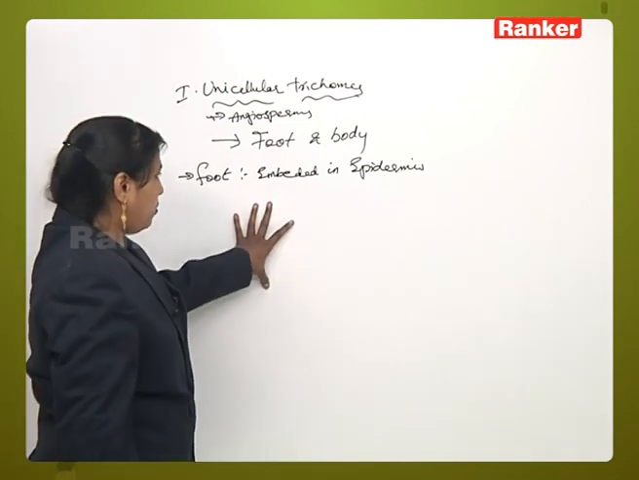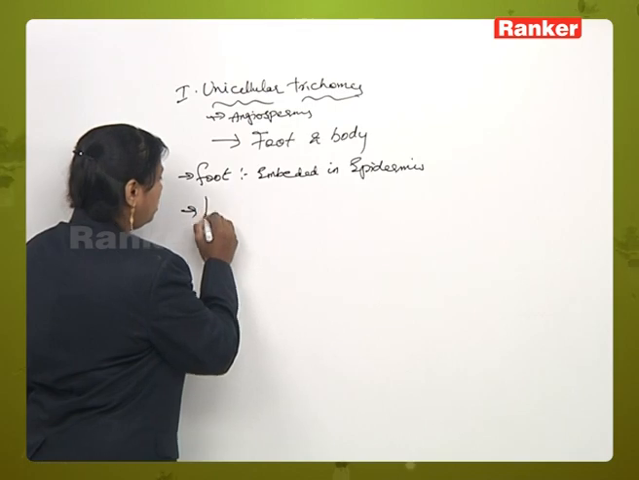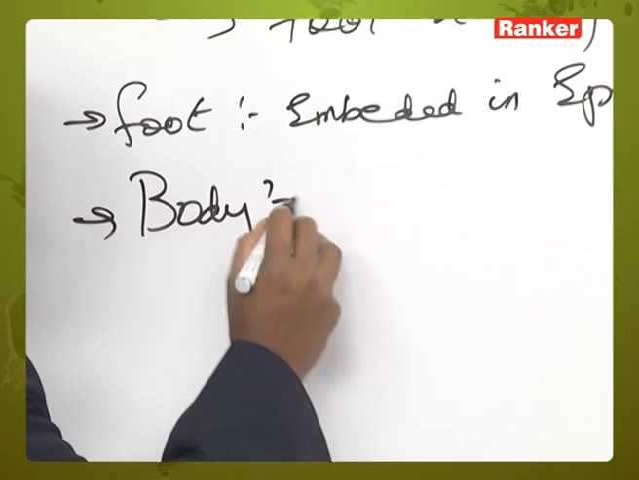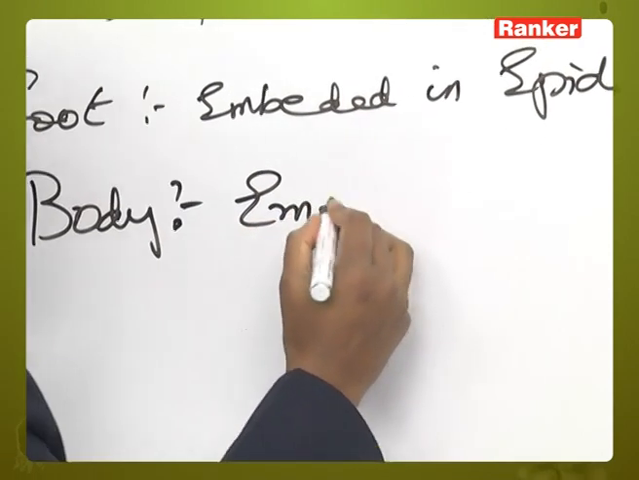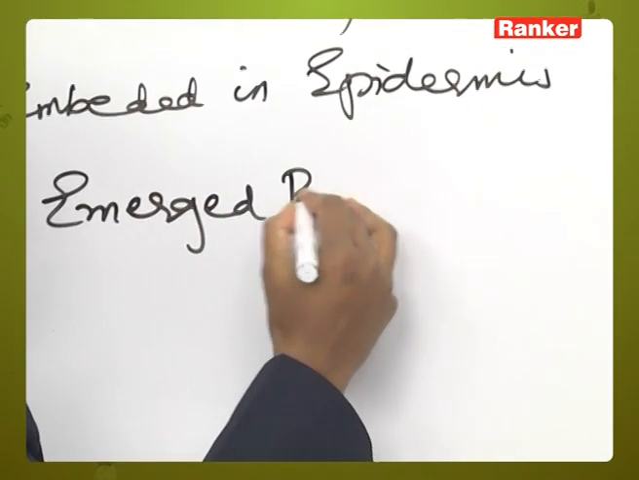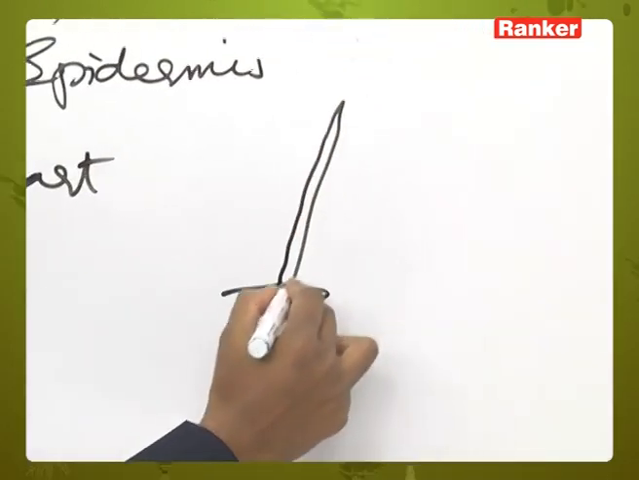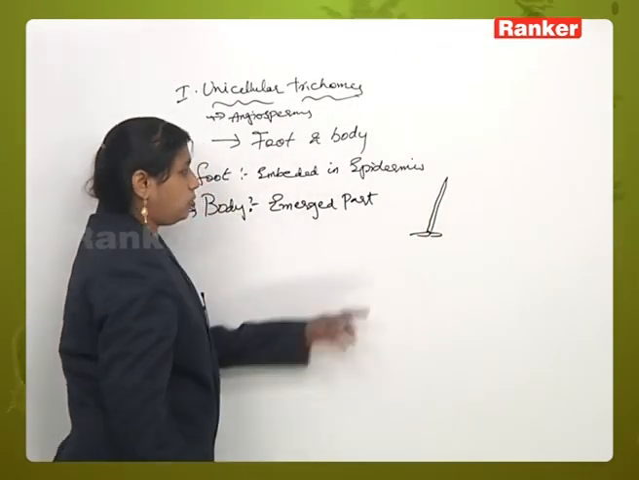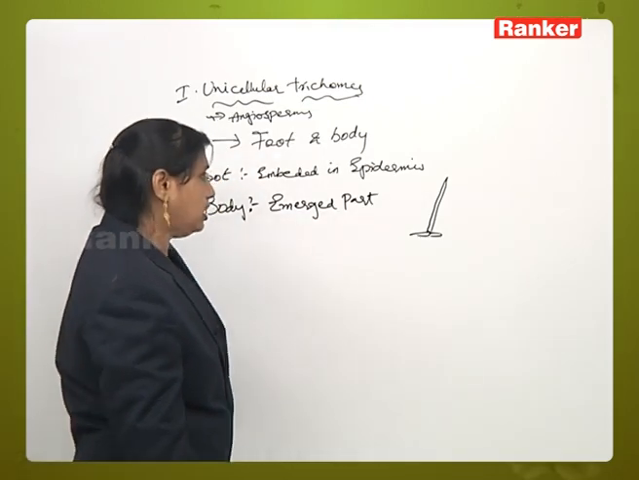It is in the basal part of the body and it is distinct from the body. And again, one more is the body part. Body of the unicellular trichome, it is the emerged part of the body. Emerged part from the body means from the epidermal cells, the outgrowth which is coming outside is called as the body of the hair.